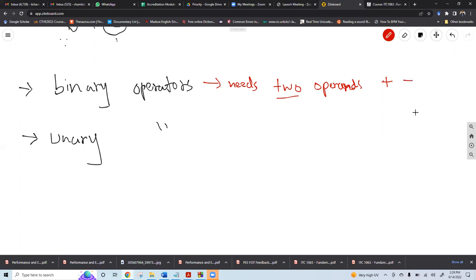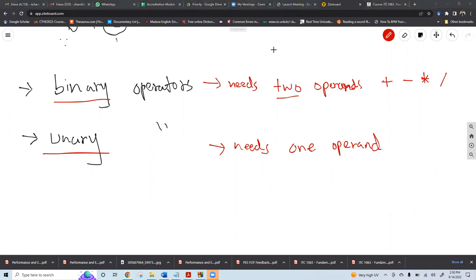Addition, subtraction, even multiplication, division. For all these operations, we need two operands. So we call them binary operators. But there are some operators we call unary. In that case, one operand is enough. To make a baby, there should be a man and a woman, but to drink a coffee or something, we don't need that. You can just drink that by yourself, right?